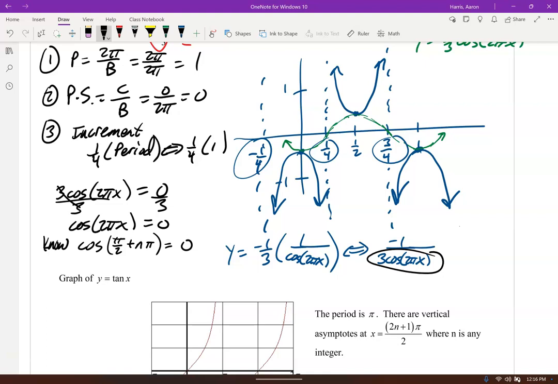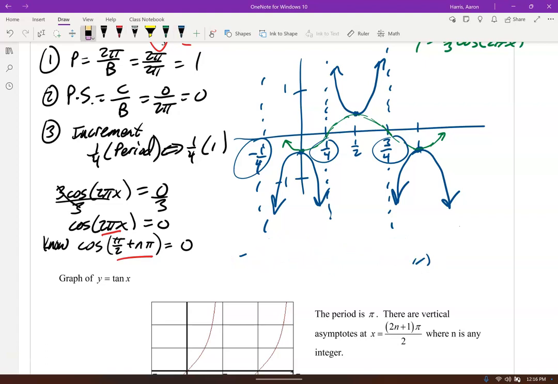And that'll tell you where this thing is undefined when you set this equal to that. That'll give you all places. n is an integer, right? So like this, pi halves plus 1 pi if n is 1. Or let's do 0 first: pi halves plus 0 pi. We know the cosine of pi halves is 0, right? If n is 1, cosine of pi halves plus pi, that's 3 pi halves. We know the cosine of 3 pi halves is 0. If n is 2, now I've got the cosine of 5 pi halves and so on. So it gives me every one of those spots where the vertical asymptote is.